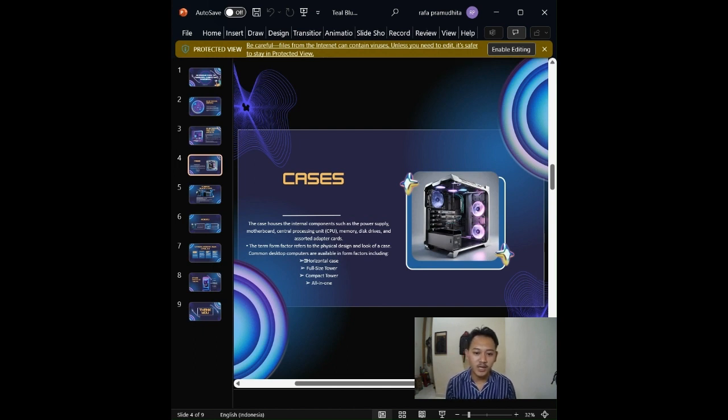Material and design: crafting digital armor. Uncover the science behind casing construction as we explore materials such as steel, aluminum, and advanced polymers. Learn how these materials are chosen and engineered to dissipate heat, reduce electromagnetic interference, and contribute to the overall safety and performance of the electronic components within. Explore how casing design, including optimal airflow and cable management, enhances both user experience and system safety.